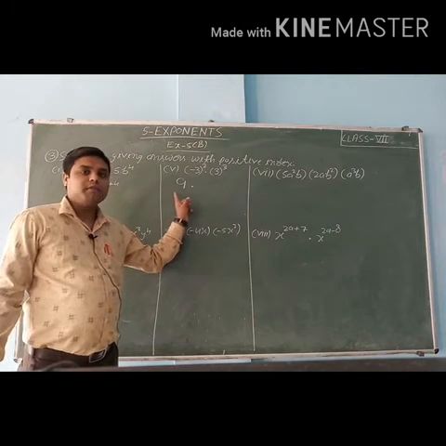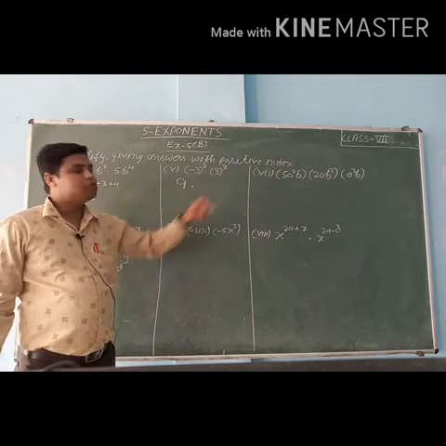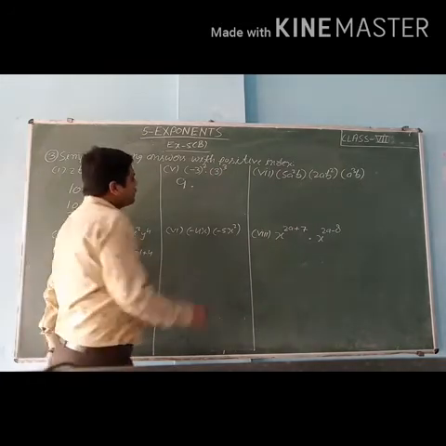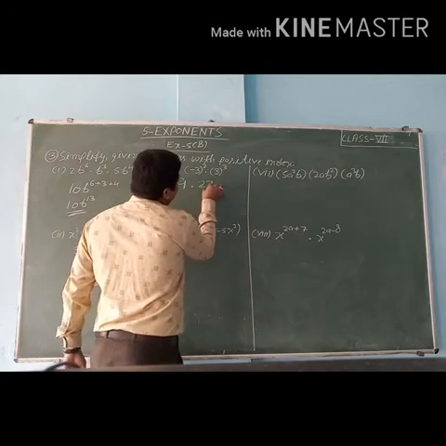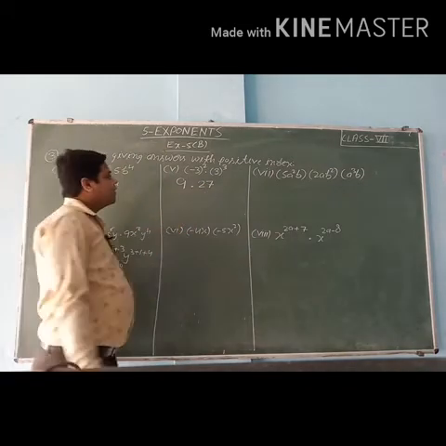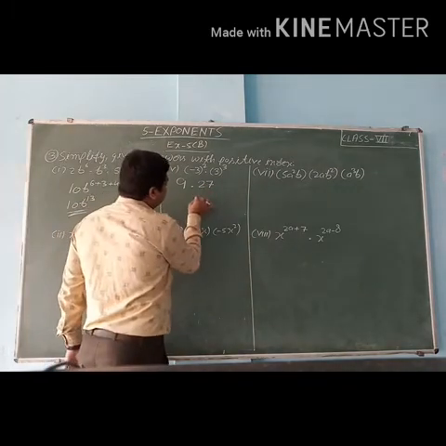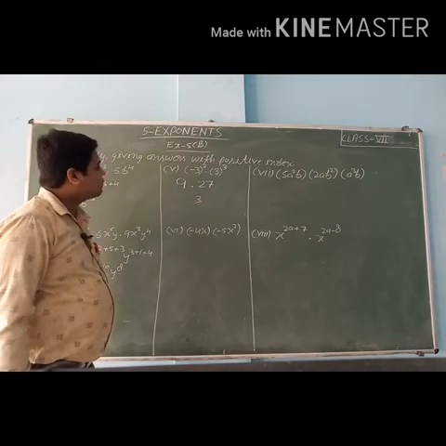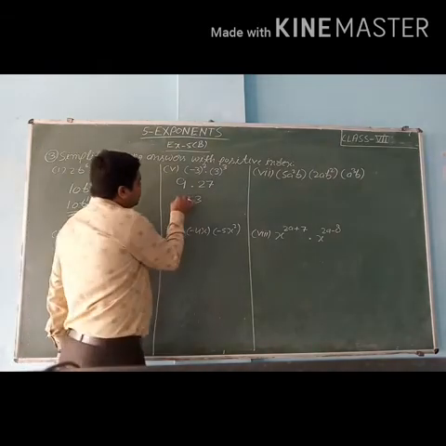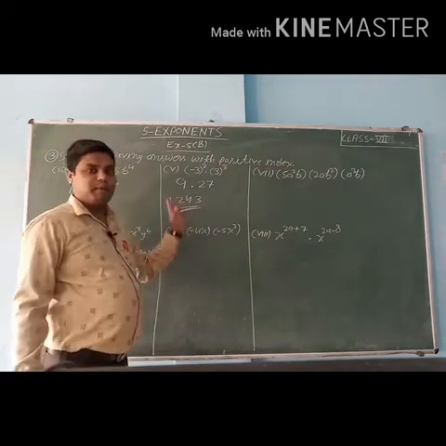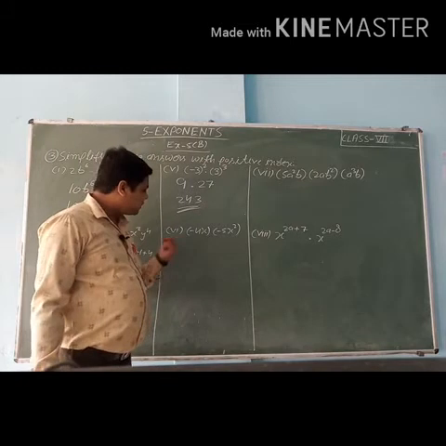It means plus 9. Multiply 3 raised to the power 3. It means 3 multiply 3 multiply 3 means 27. So 9 multiply 27, what we will write? 9 sevens are 63, 9 twos are 18 plus 6 is 24. 243 is the answer of fifth part. Move to the sixth part.